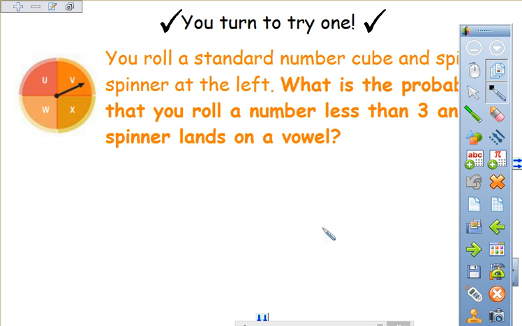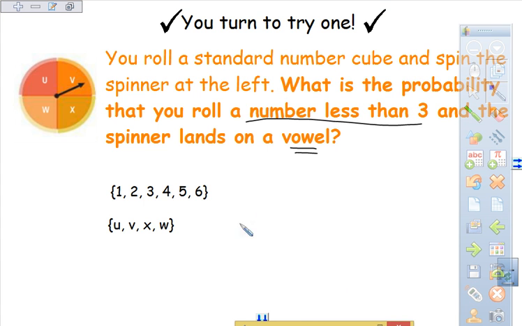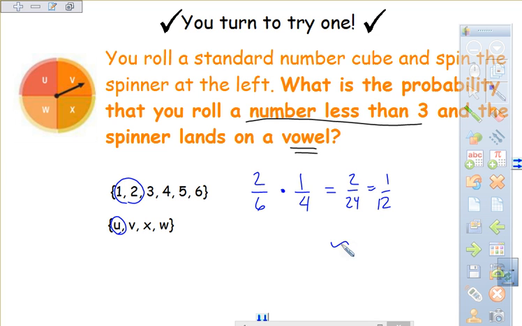Please pause the video and try this problem. So we want a number less than 3, which would be 2 out of 6, and the spinner landing on a vowel. So 1 out of 4. So we don't want to reduce, we just want to multiply and then we can reduce. So I get 2 out of 24, which is 1/12, which is approximately 8.3% chance of that happening.